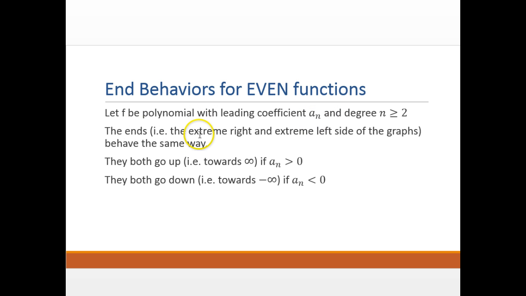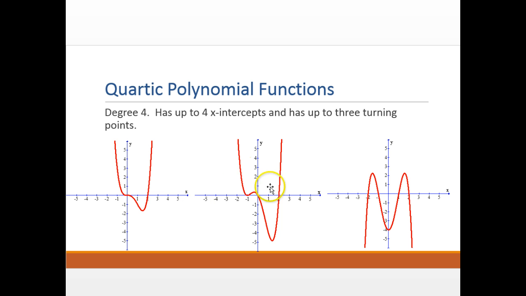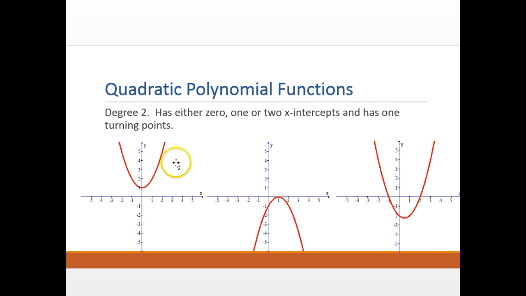For even functions, the end behaviors are always the same. In other words, the ends always go up or they always go down. Let's look at degree 4. This is an even function. Both of these are going up, both of these are going up, both of these are going down. Similarly with degree 2, both up, both down, both up.